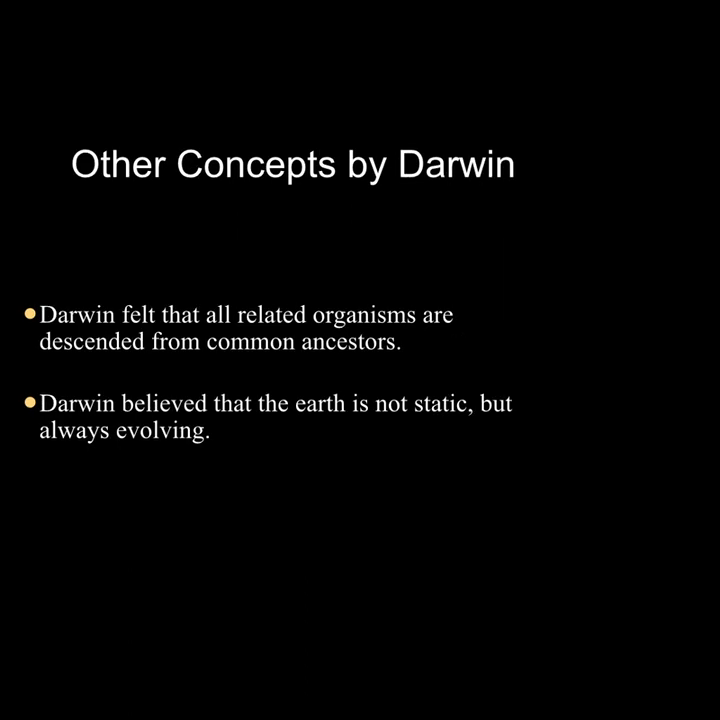Other concepts by Darwin: he felt that all related organisms are descended from common ancestors. And Darwin believed that the earth is not static, but always evolving, always changing. Islands come up, mountain ranges wear away, continents, the plates are shifting around, and the earth is always changing.